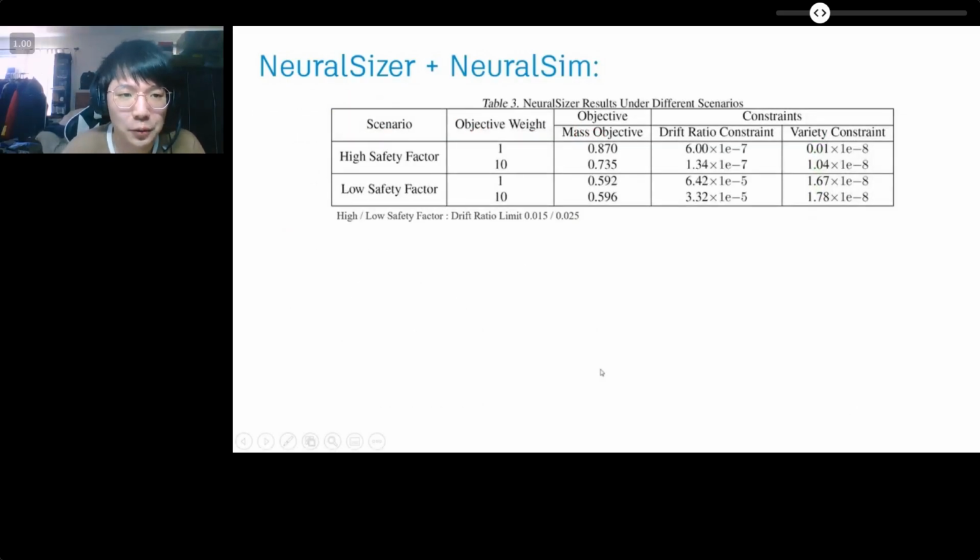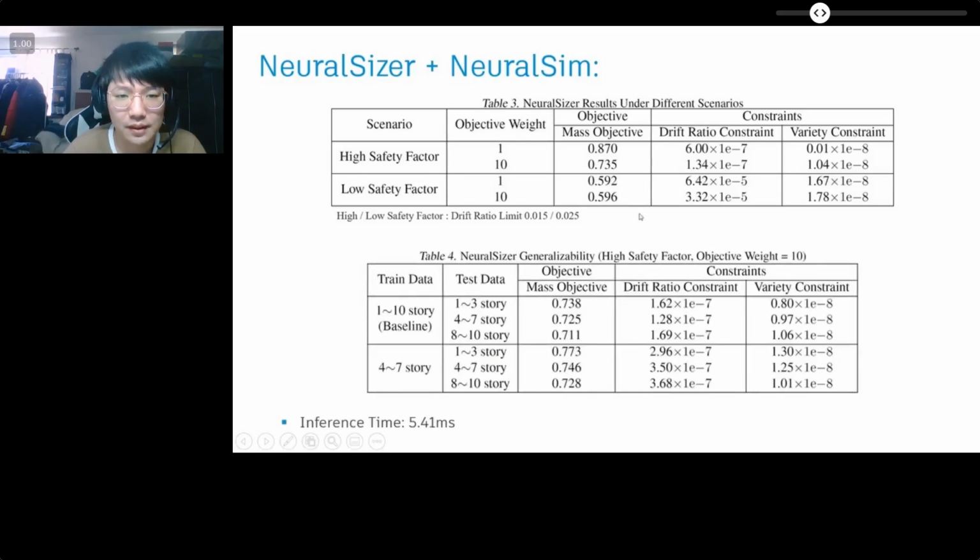So here we do several experiments. We have different drift ratio limits, and we also test on different objective weights. So the results show that NeuroSizer can satisfy the constraints well and also have a low objective. NeuroSizer also shows strong generalizability. So it has a similar performance on buildings with different numbers of stories. Moreover, if we train only on 4 to 7 stories, then it also shows generalizability to extrapolated data.